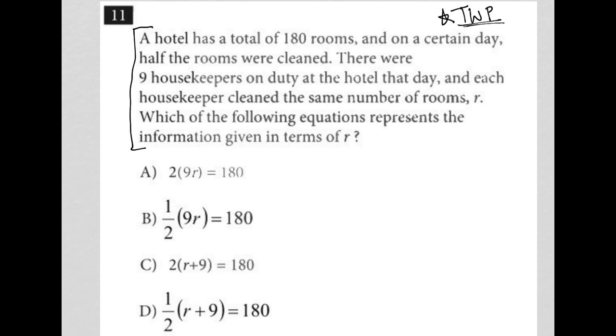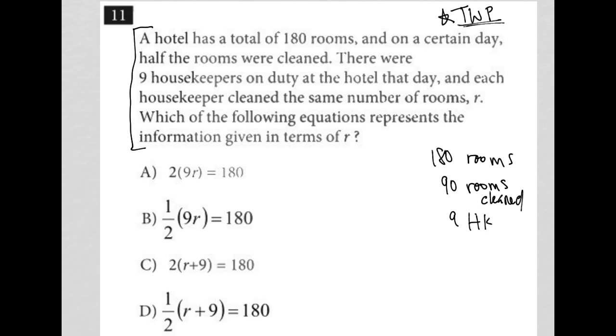So the first sentence here says a hotel has a total of 180 rooms. Okay, so 180 rooms. And on a certain day, half the rooms were cleaned. Okay, so half the rooms were cleaned, which means 90 rooms were cleaned. That's my translation. There were 9 housekeepers on duty at the hotel that day. So 9, I'll say HK for housekeepers. And each housekeeper cleaned the same number of rooms R.